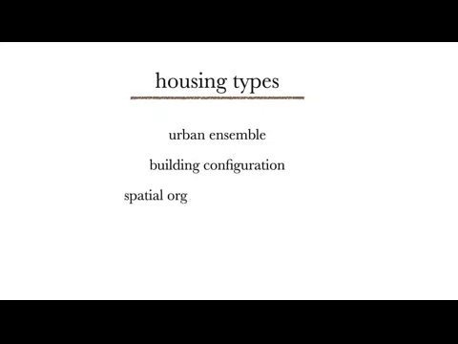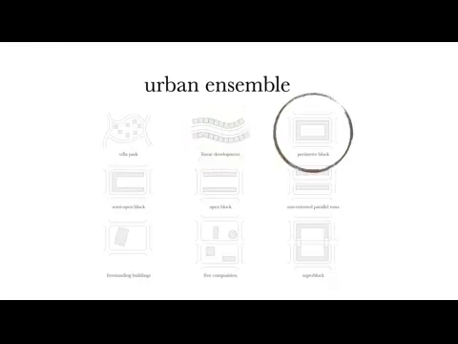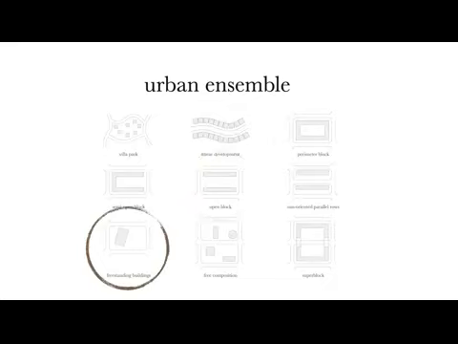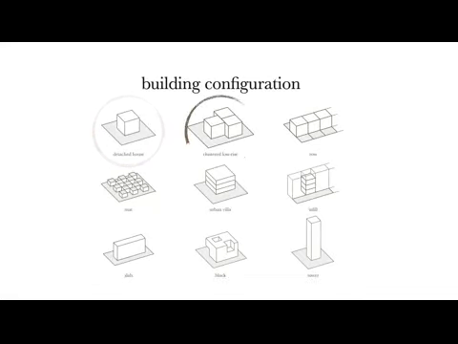In housing design, the systematization of types regards three levels: the urban ensemble, the overall configuration of the residential building, and the spatial organization of the dwelling. Looking at the urban ensemble, some of the most common housing types are the villa park, linear development, perimeter block, the open block, freestanding buildings, or the superblock. Concerning the overall configuration of the residential building, the most common types are the detached house, the clustered low-rise or semi-detached, the row house, the urban villa, the slab, the compact block, and the tower.